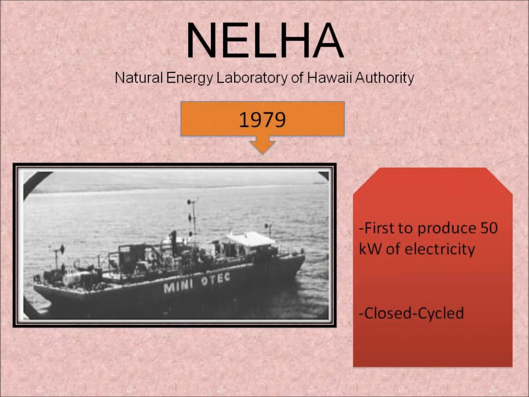In 1979, the first closed-cycle OTEC, creating 50 kilowatts of electricity, was built at the Natural Energy Laboratory of Hawaii Authority. This was known as the Mini OTEC, attached to a U.S. Navy barge. This specific plant incorporated cold water pipes and created 52 kilowatts electrical of gross power and 15 kilowatts electrical of net power.